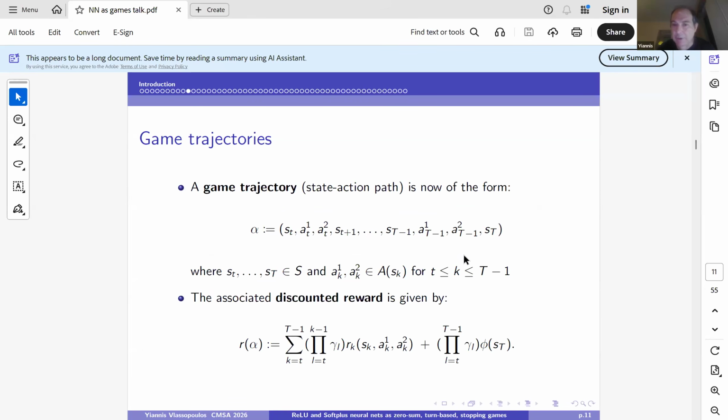And now let's come to the game trajectory. This is what I was talking about. Game trajectory means that you start at some state S_t, and then both players play, A1_t, A2_t, some actions. And this gives you the probability of choosing the next state. You choose the next state, S_{t+1}, and so on. So you get this whole path. And then there's the associated reward. So you accumulate rewards as you go from state to state. And then there is this discount factor, the product of gammas is just discount factors. And you accumulate more and more discount as you go further and further away from your starting position, which is S_t in this particular case.